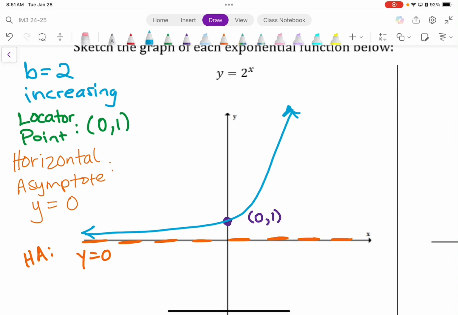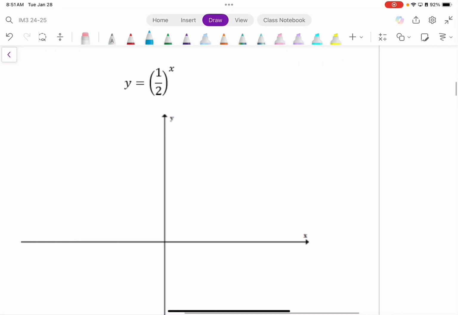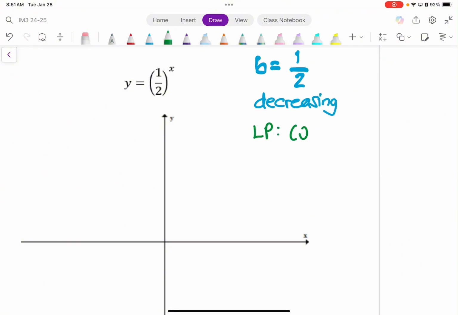So now I want to show you the next one where the base will be a number less than 1, and we'll kind of see how that changes things. All right. Let's move on to the next one. y equals 1/2 to the x. Here our base is the number 1/2, which is less than 1. So this will be a decreasing function. The locator point will remain the same through 0, 1, and our horizontal asymptote will also remain the same through y equals 0.